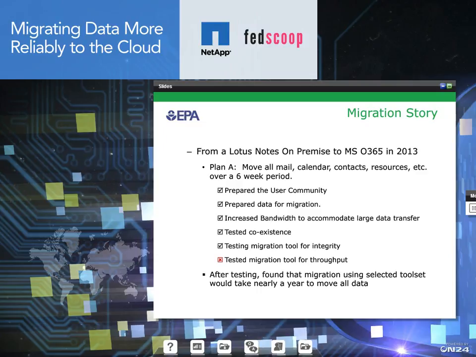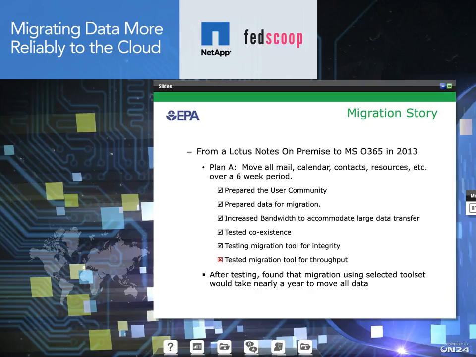We tested that extensively. We tested the migration tool for the integrity of it to make sure there was no spoliation of the data as it transferred over. And then we tested finally that migration of the tool for throughput to make sure that we could get it through the tool set in the time allotted. And it's on that one that it actually failed. We found that that migration was going to take us almost a year to move the volume of data that we wanted to move over.